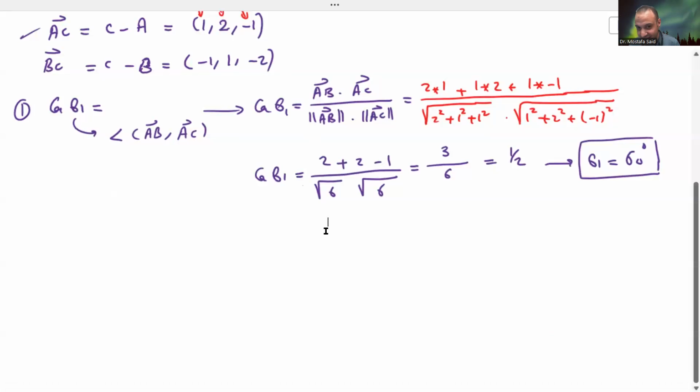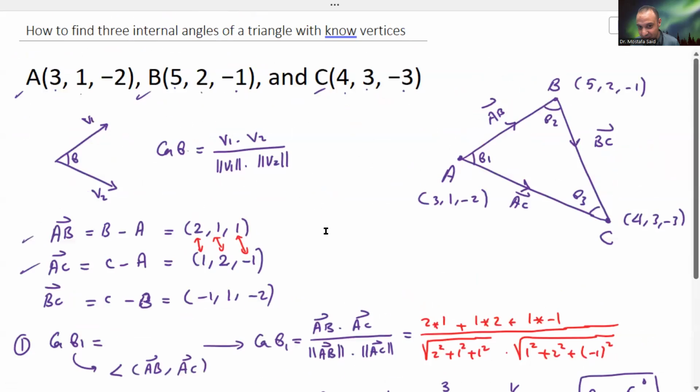Now I'm gonna do some trick here. The normal flow is to go to theta 2. No, I'm not gonna go to theta 2. I'm gonna leave it to the end. I'm gonna do theta 3. And you're gonna know why I skipped theta 2 for now, because that's the trick. That's why I did this video for you guys.